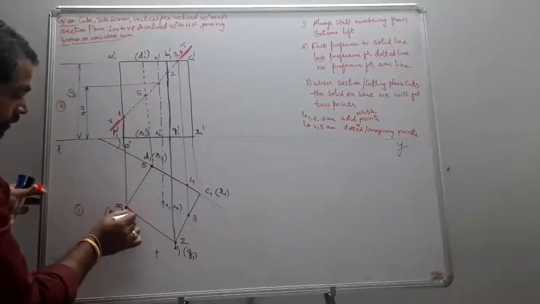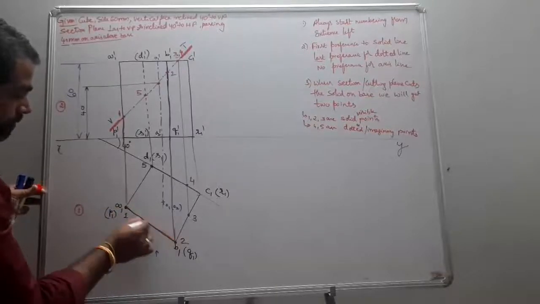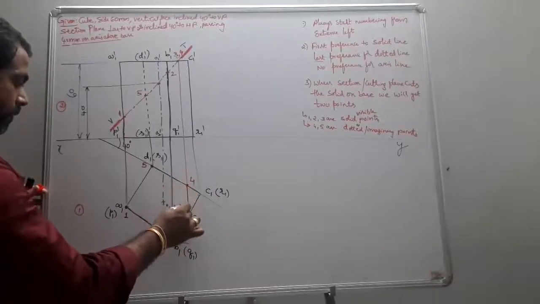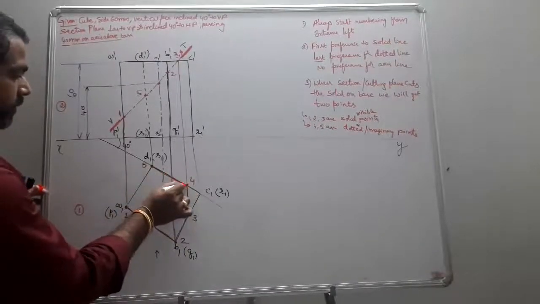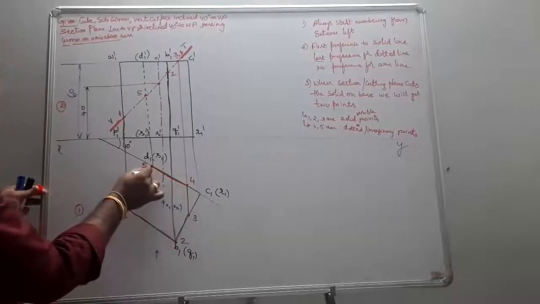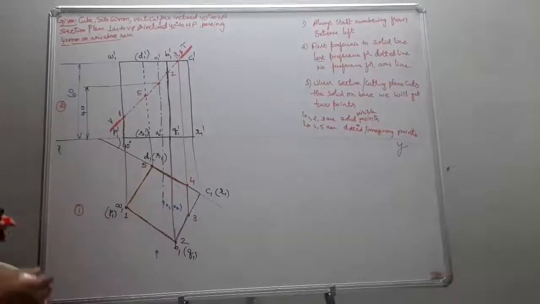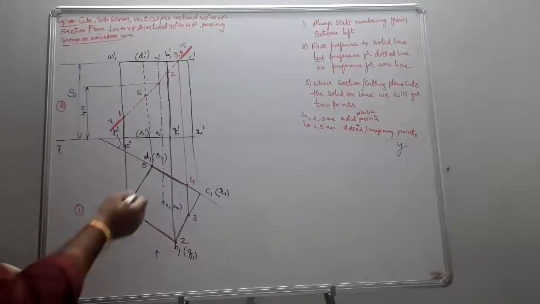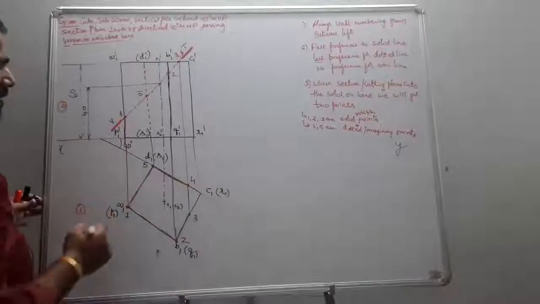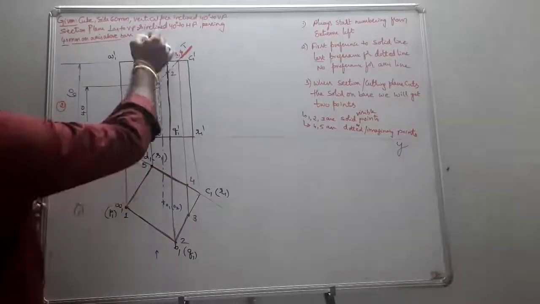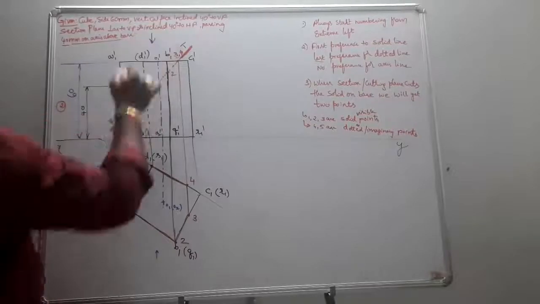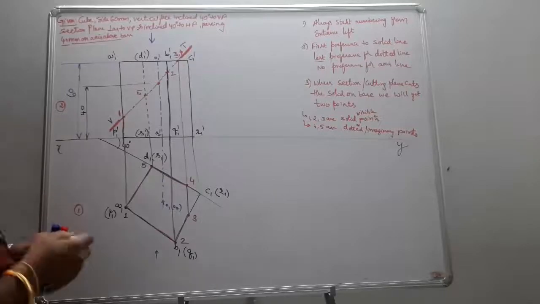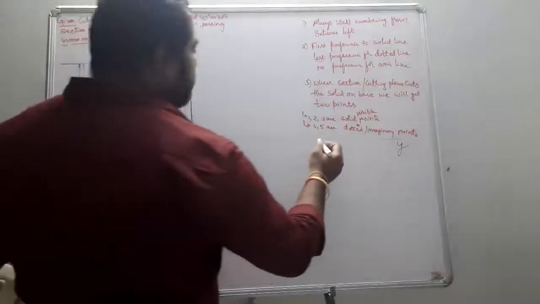1, 2, 3, 4, 5, 5 to 1. Okay. So this is going to be the section. How can you obtain this? When I am supposed to see the top view, which portion is to be removed? We always know that the portion between the observer and the cutting plane is to be removed.